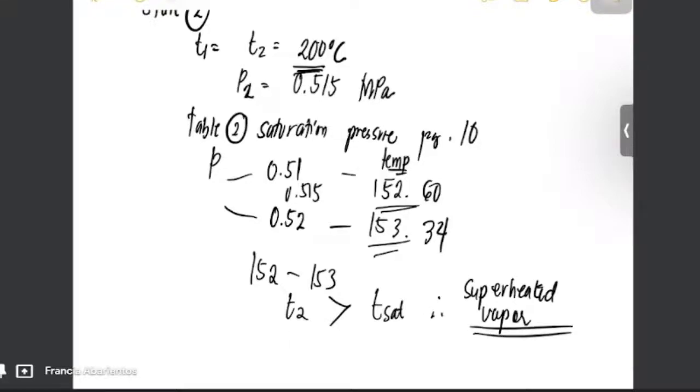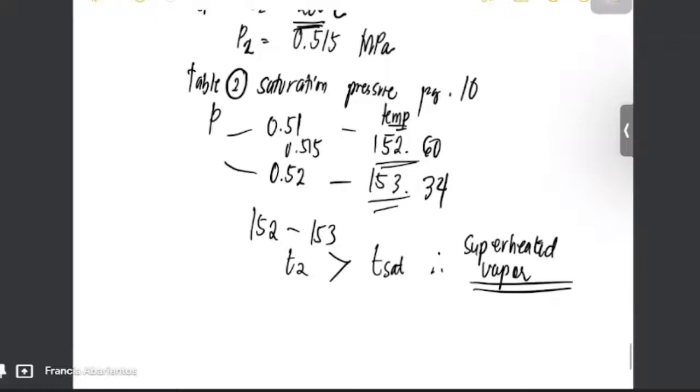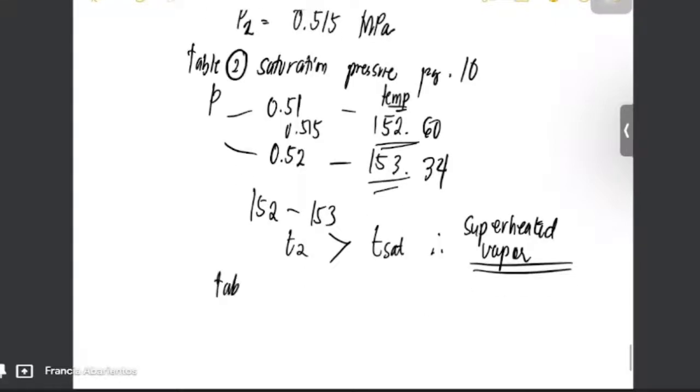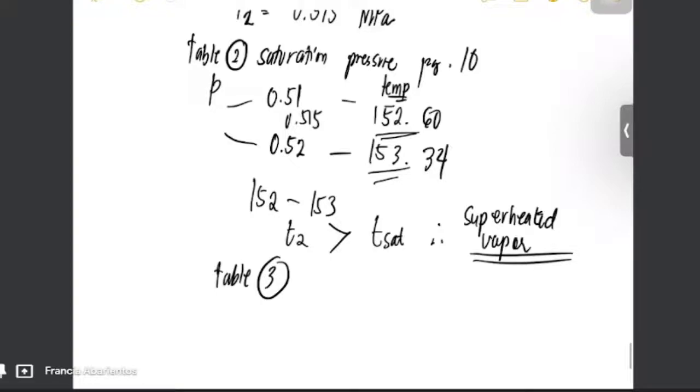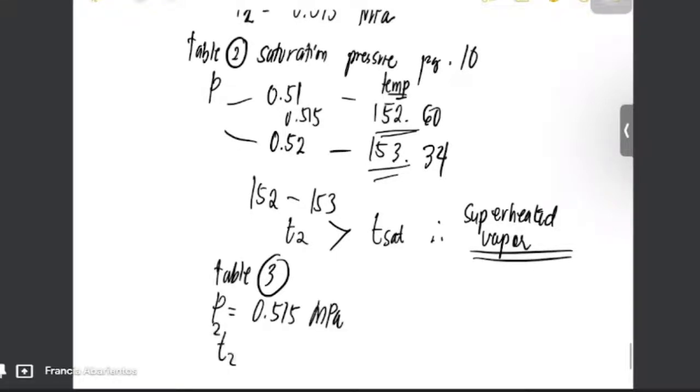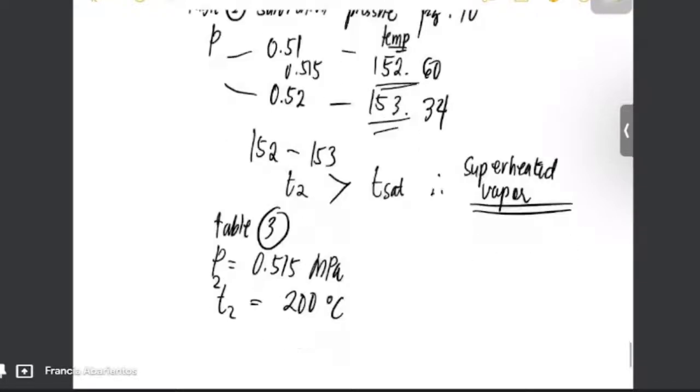Ayan. So, pupunta tayo doon sa table 3 with the given pressure na 0.515 MPa as well as temperature 2 natin na 200. Okay? Anong page siya doon? Page what?